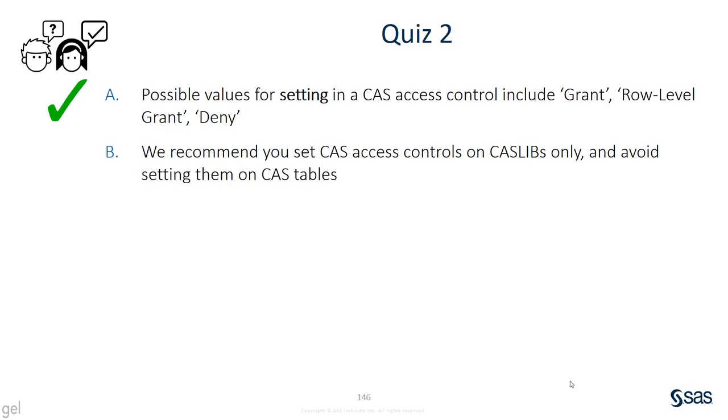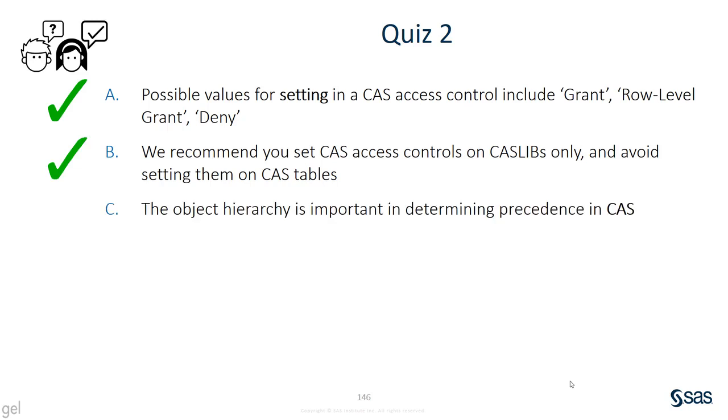We recommend you set CAS access controls on CAS libs only and avoid setting them on CAS tables. True. The object hierarchy is important in determining precedence in CAS. Good.